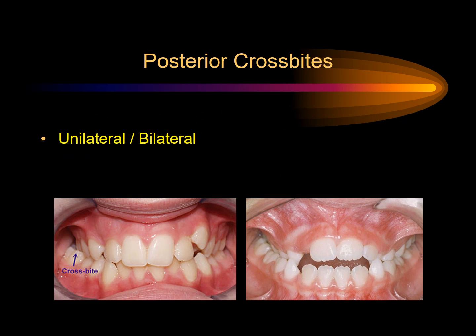Okay, and posterior crossbites can be either unilateral or bilateral. In the picture on the left, what we see is a unilateral crossbite, whereas on the right, we see a picture of a bilateral crossbite.